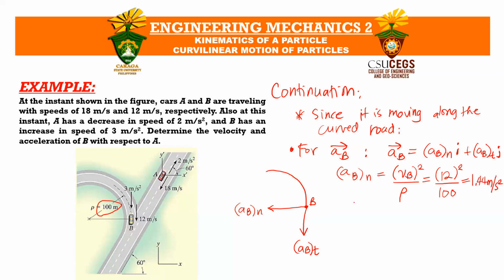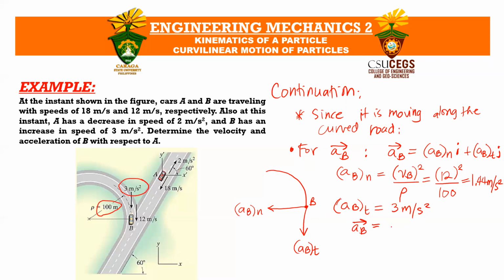For the tangential component, since it is acting along the y-axis, your tangential component here, based on our figure, would be equal to 3 meters per second squared. And here we can substitute into the vector form for the acceleration of car B.